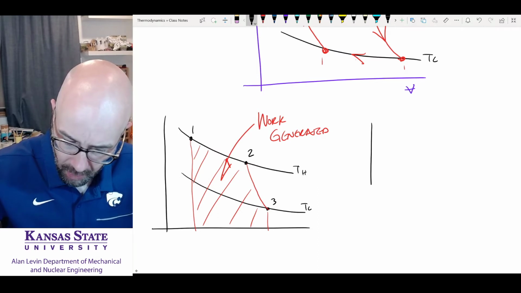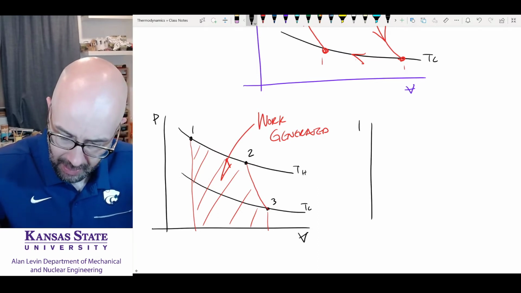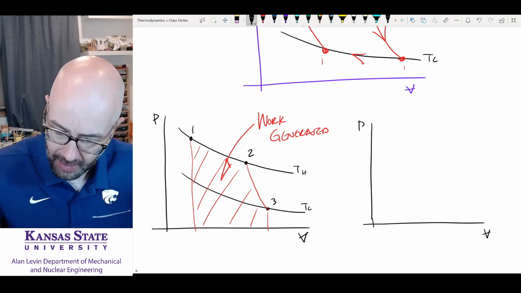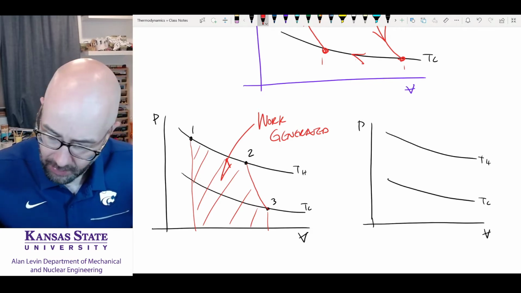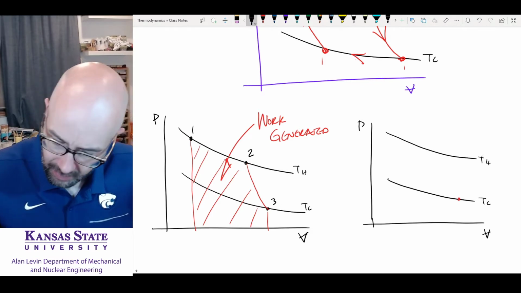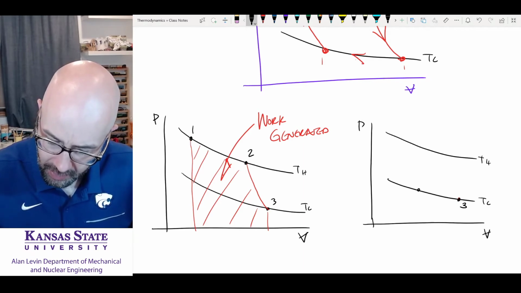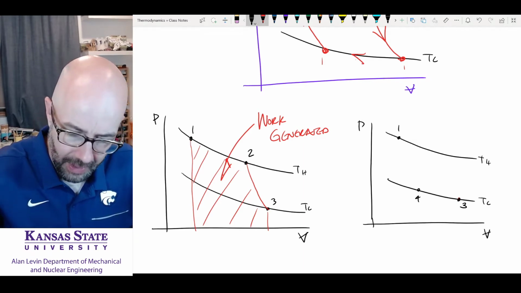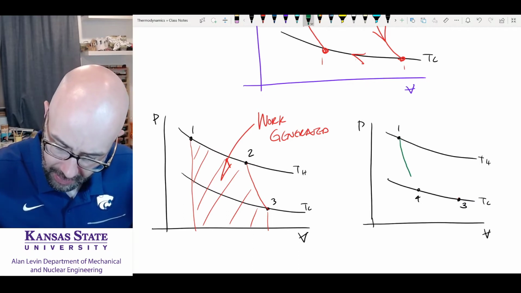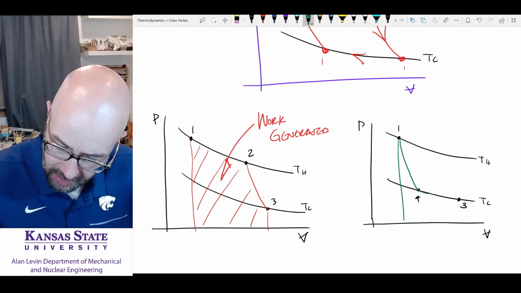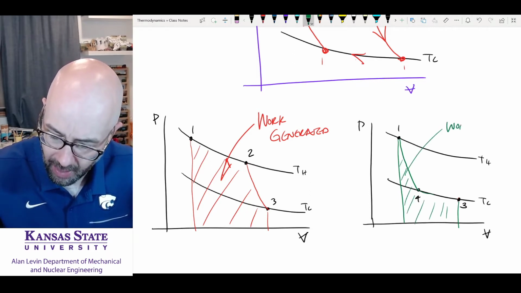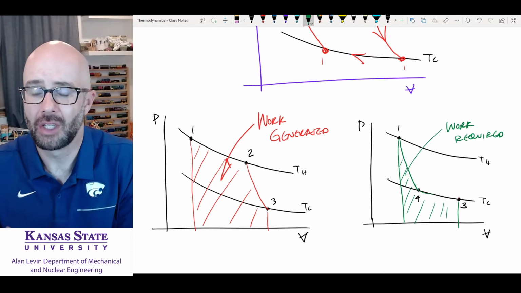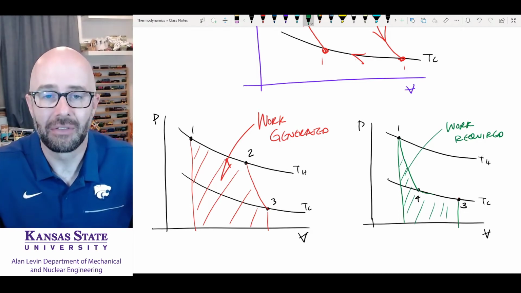And then as we go, and I should draw this as PV, we go here TH in our TC, and we go from 3 to 4 to 1, and let's make this a different color, green. This is the work required. This is work generated, positive. The green is the work required, negative.